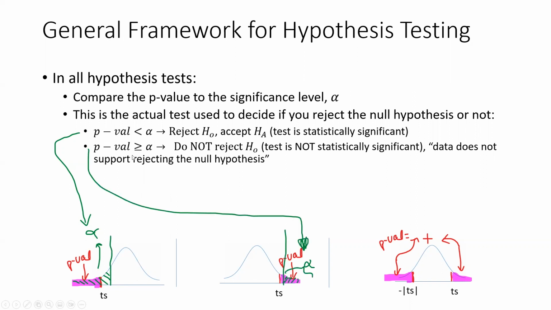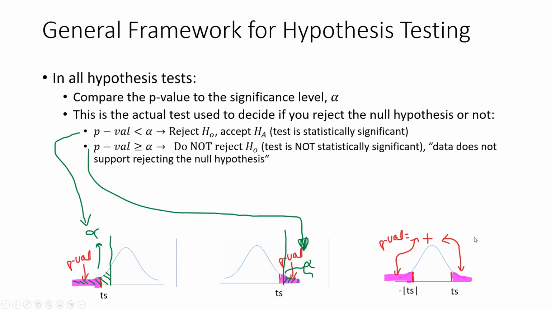On the other hand, if the p-value is greater than the alpha, as I sketched over here in this one, that means the probability of what we're seeing is higher than what we're willing to accept as a risk of being wrong. So we will not reject the null hypothesis in that situation.